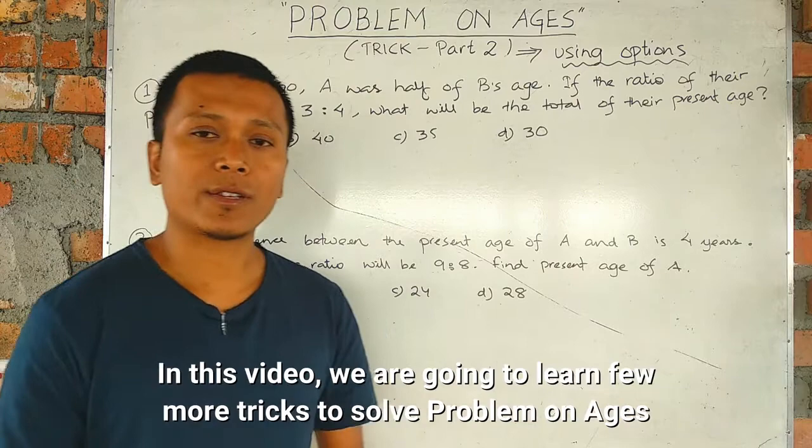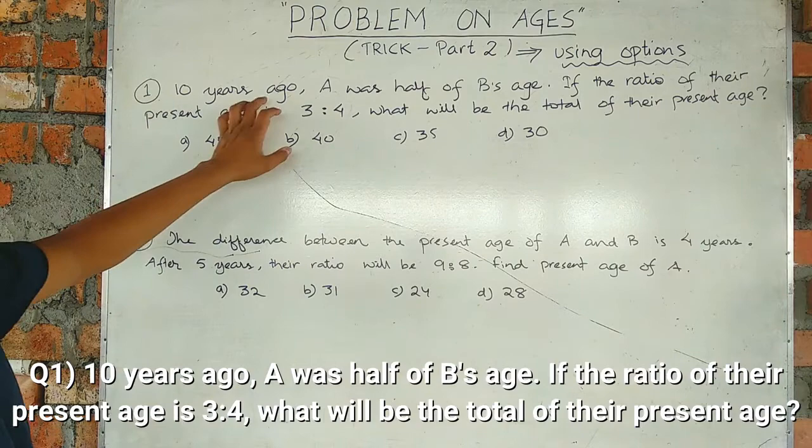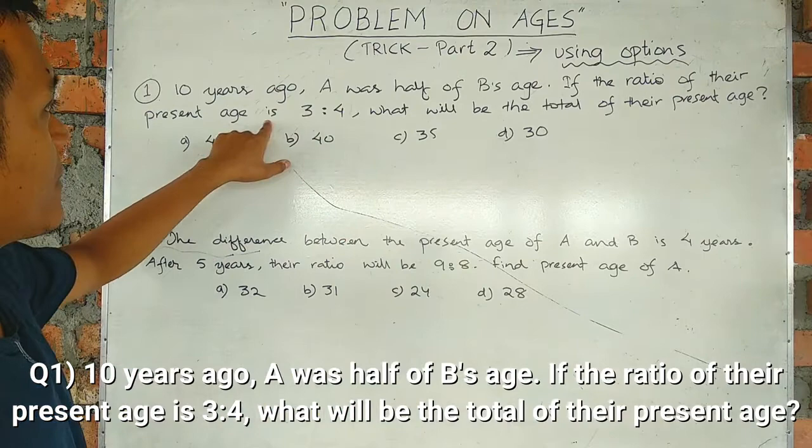Trick part 2. Now the question: 10 years ago A was half of B's age. If the ratio of their present ages is 3:4, what would be the total of their present ages?